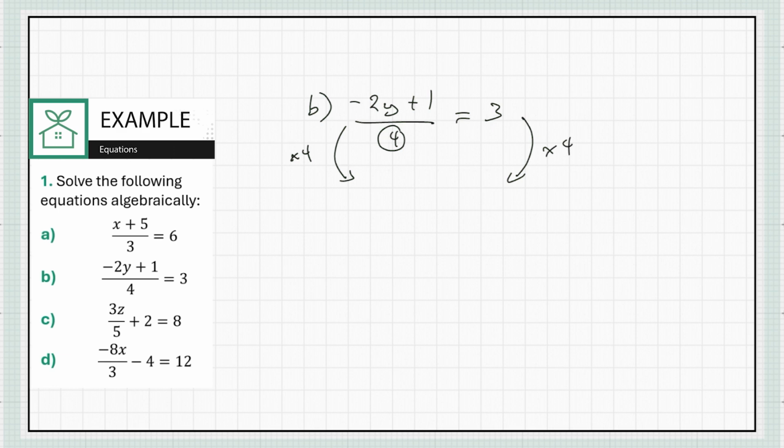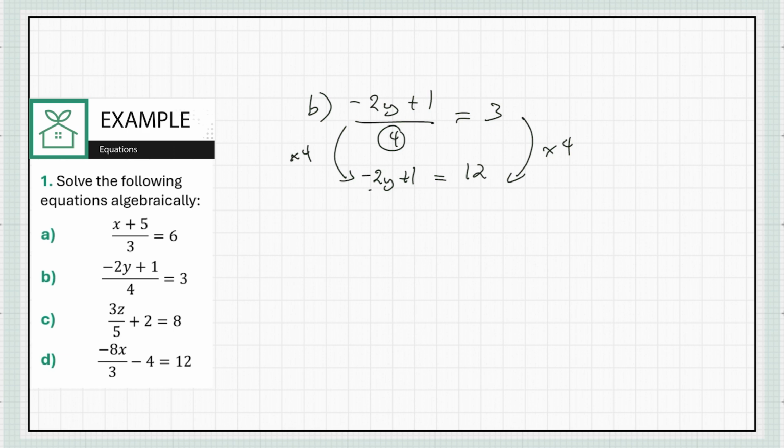When you're just getting started out, using these arrows is a good idea. It just reminds you to do the same exact operation on both sides. Later on, you don't have to do this. Right, so if we multiply this side, or our fraction, by our denominator, we just end up with the numerator, so minus 2y plus 1, and then 4 times 3 is equal to 12.